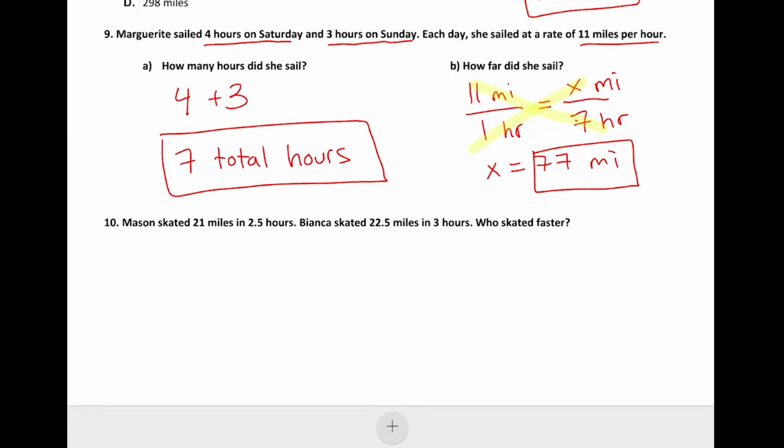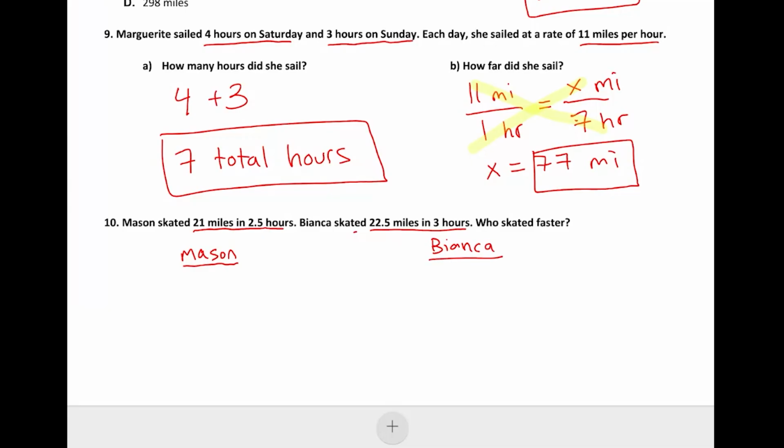Number 10, and our last problem for tonight. Mason skated 21 miles in 2.5 hours. Bianca skated 22.5 miles in 3 hours. Who skated faster? So we want to know what the miles per hour is for each one of these so that we can compare them, sort of compare apples to apples here. Okay, so let's find their rate separately. So here's Mason. Here is Bianca. We'll do them separately.